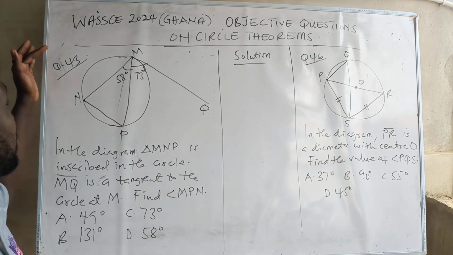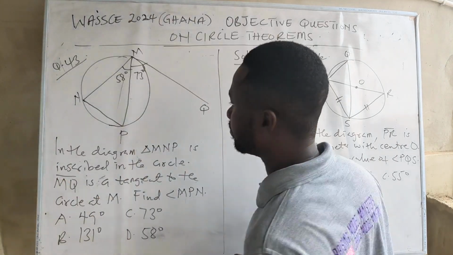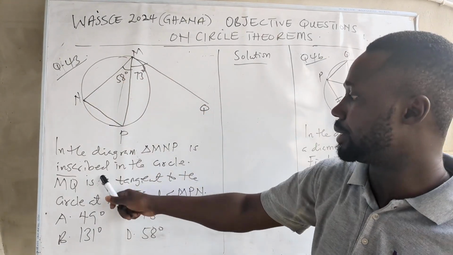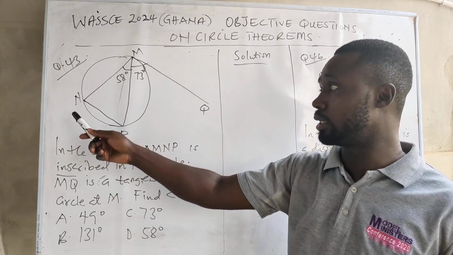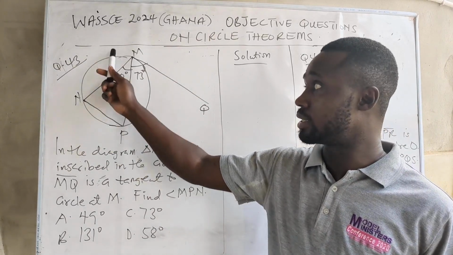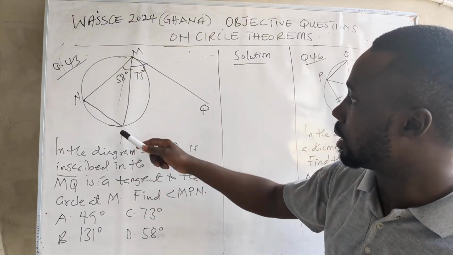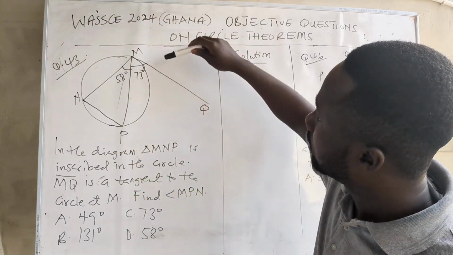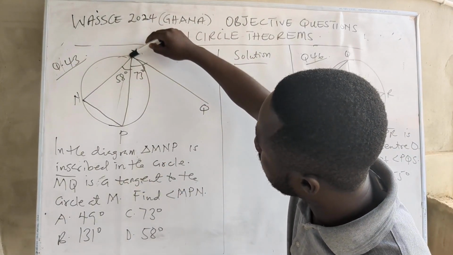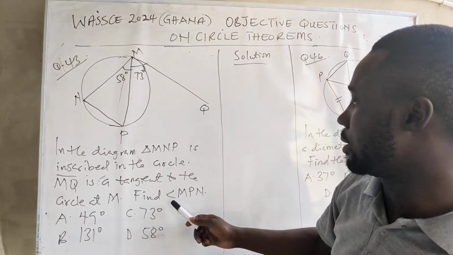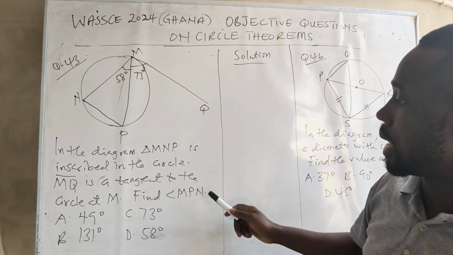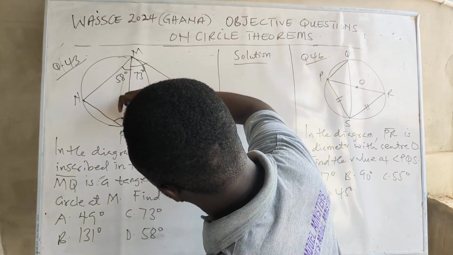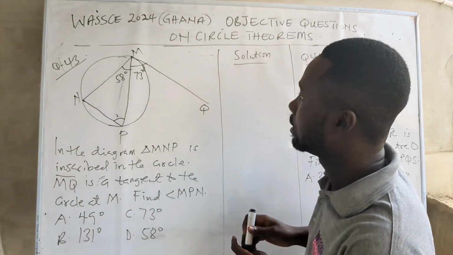So let's continue with our objective question. This is question 43. In the diagram, triangle MPN is inscribed in a circle. That means it is in the circle and the vertices touch the circumference of the circle. As you can see, MQ is a tangent to the circle at M. Find angle MPN. So we are looking for this angle.